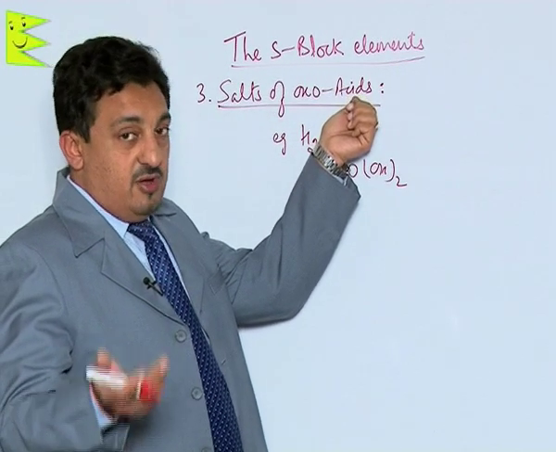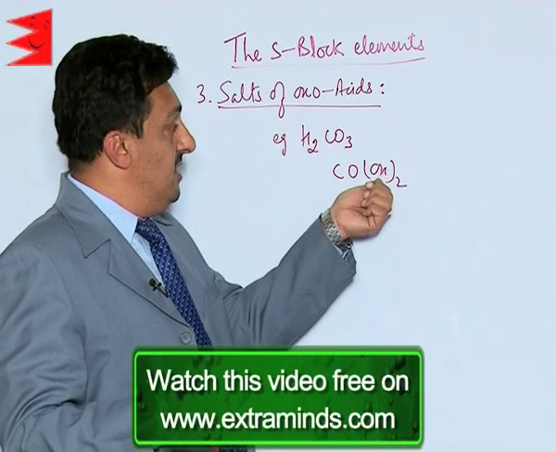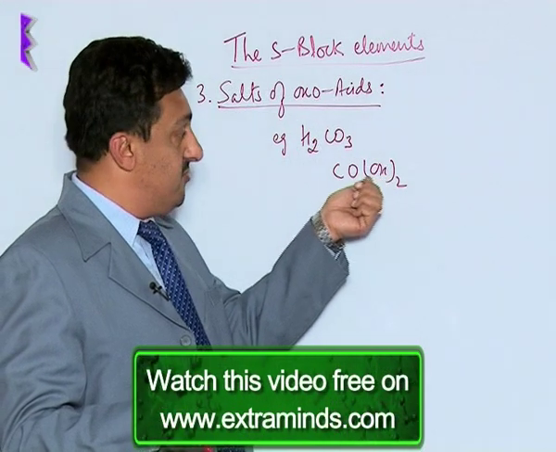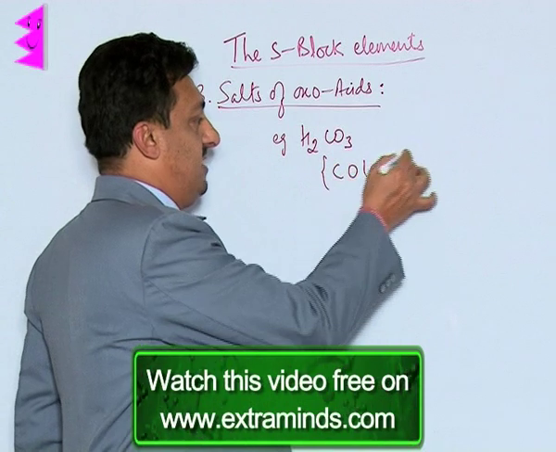Protons. So the protons come from which ones? These hydroxyl groups which are there. Then these hydroxyl groups are attached to what? The oxo of the same atom. So this is how we write it. This is one way of writing it down.